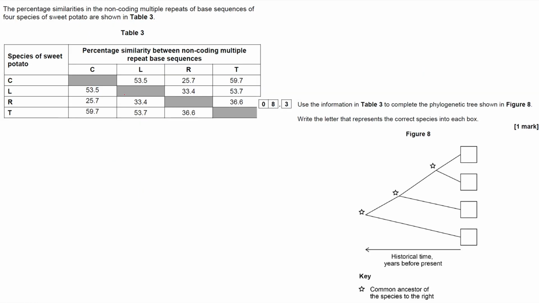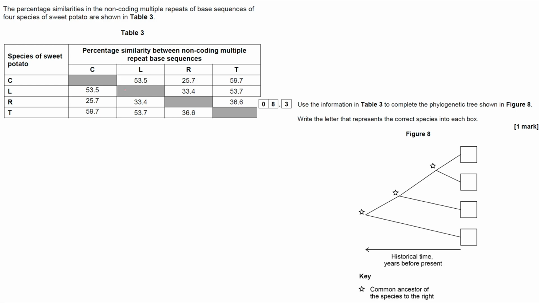The next part of the question is the percentage similarities in the non-coding multiple repeats of base sequences of 4 species of sweet potato are shown in table 3. And the question is, use the information in the table 3 to complete the phylogenetic tree shown in figure 8 and write the letter that represents the correct species into each box. So we have to write here the correct letters in these boxes. Basically in this table, we see there are 4 different species of sweet potato, and they have been coded as C, L, R, and T. And here on this side, we have the percentage similarity between non-coding multiple repeat base sequences. So this is basically just the similarity between the DNA sequences. The more the similarity between the species is, the more related they are, and the closer we will draw them on the phylogenetic tree.